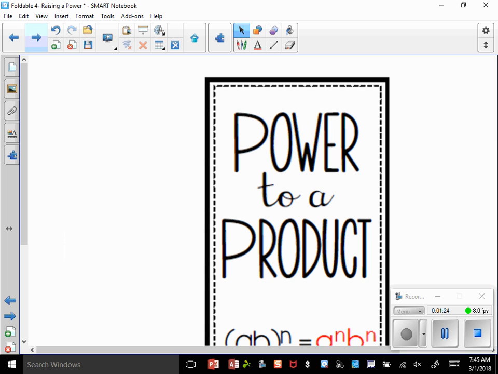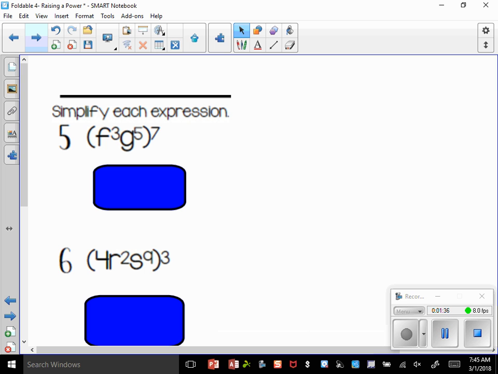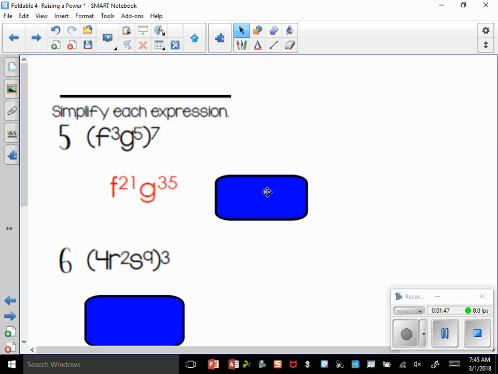Okay, power to a product. So that means if you have more than one thing inside of those parentheses, okay, so that means both factors have to be multiplied by the power on the outside. So let's take an example. So notice I have not only just a G, I have an F and a G. So everything has to be multiplied by 7, including the F and the G. So 7 times 3 is 21. 7 times 5 is 35.